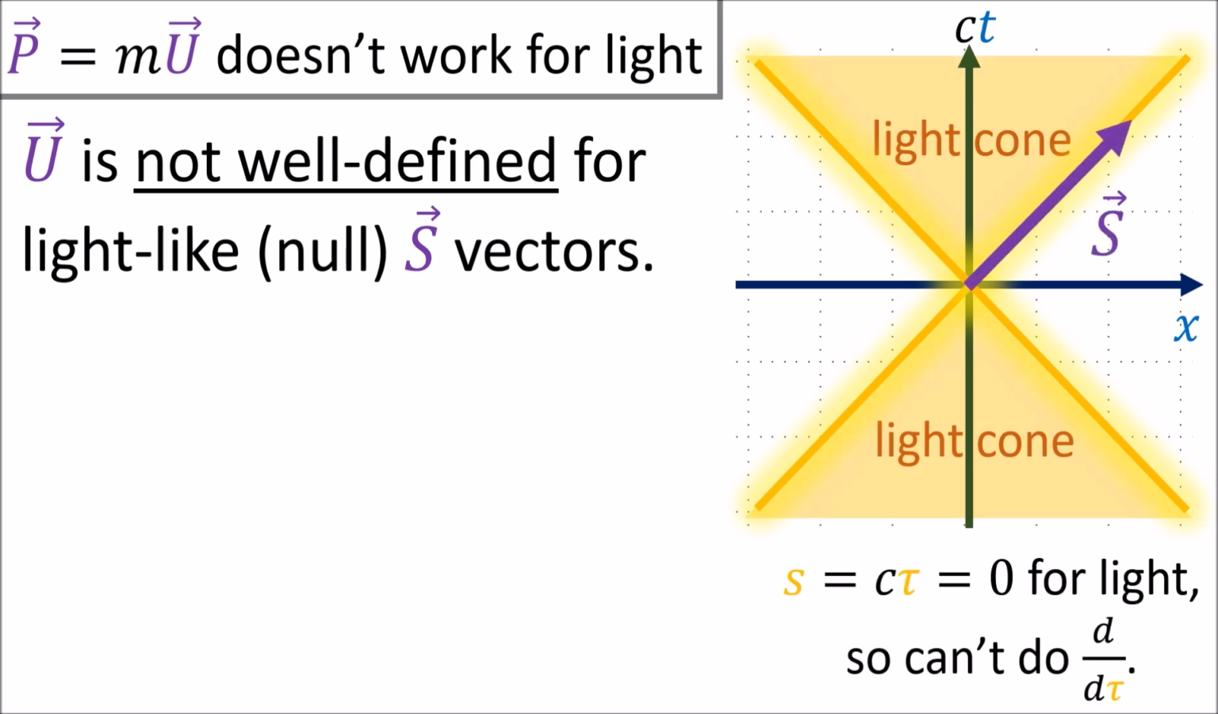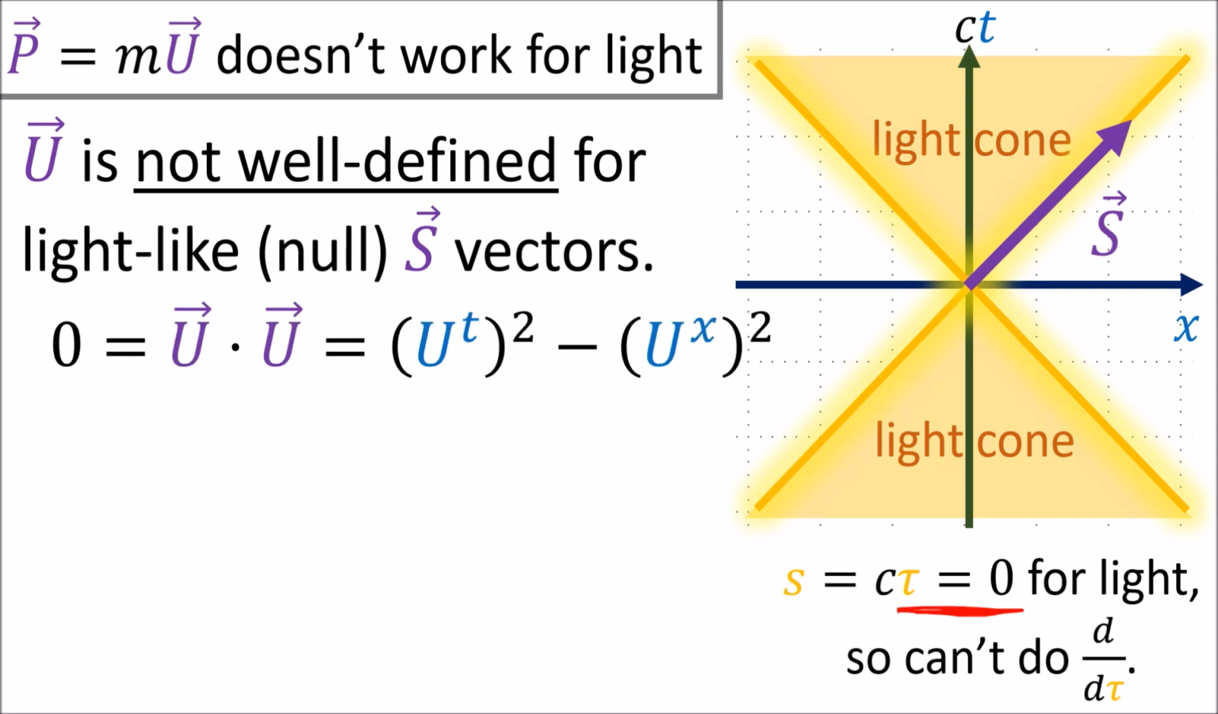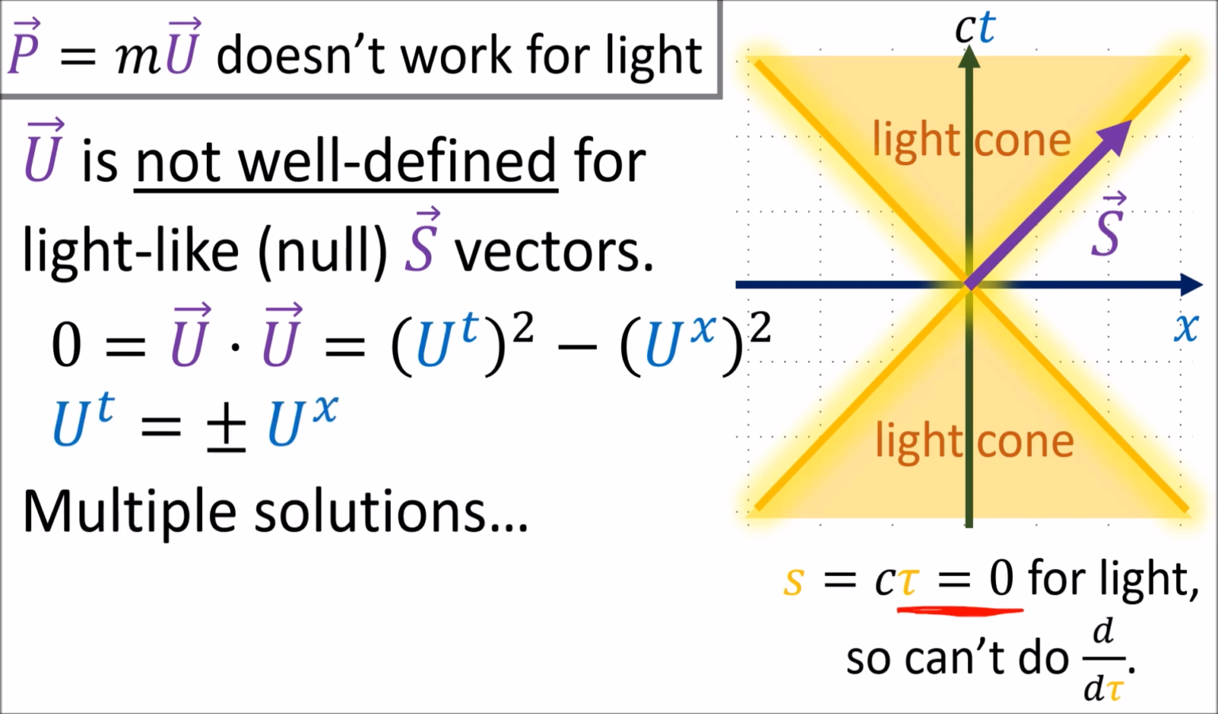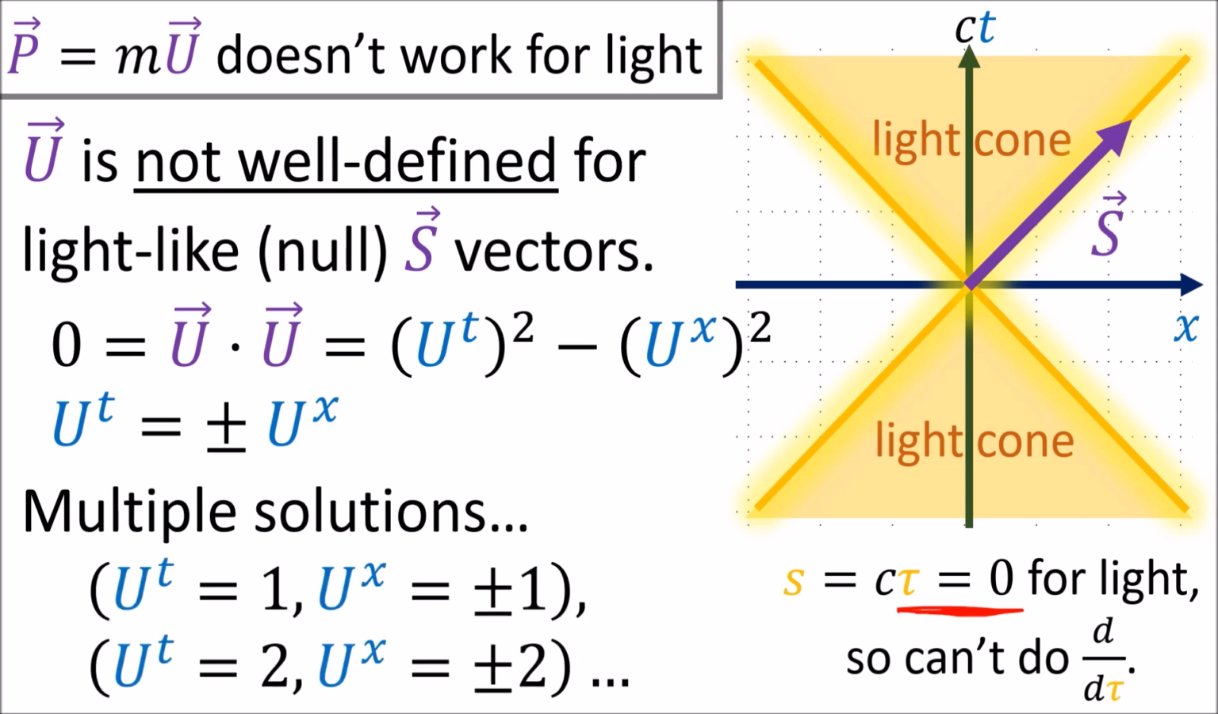The proper time tau for light-like position vectors is always 0, so it doesn't make sense to take a derivative with respect to tau for a light-like position vector. And if we try to define the components of a 4 velocity vector big U for a light-like trajectory, we end up with ut equals plus or minus ux, so we get multiple solutions for what the 4 velocity components could be. So there really is not a good way to define what the 4 velocity is for light.